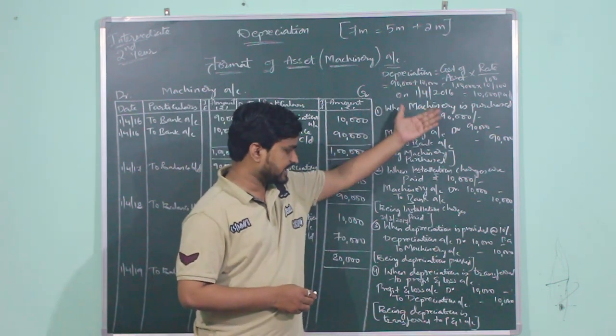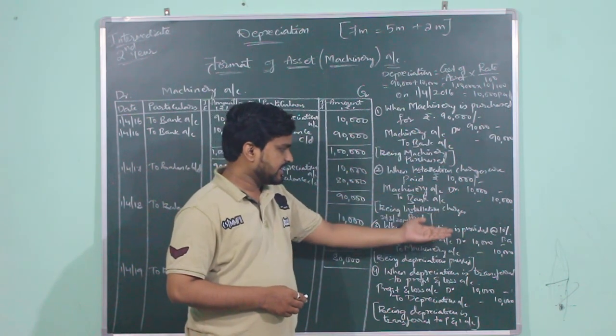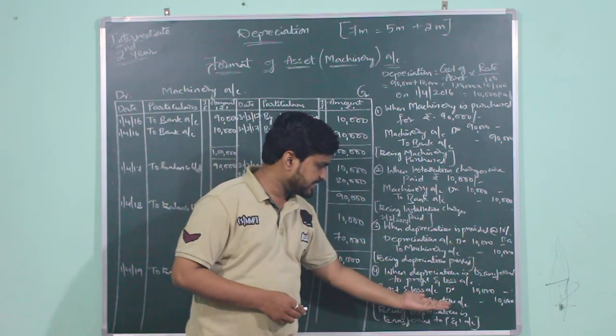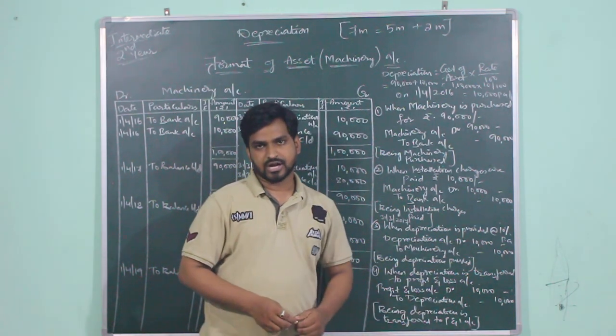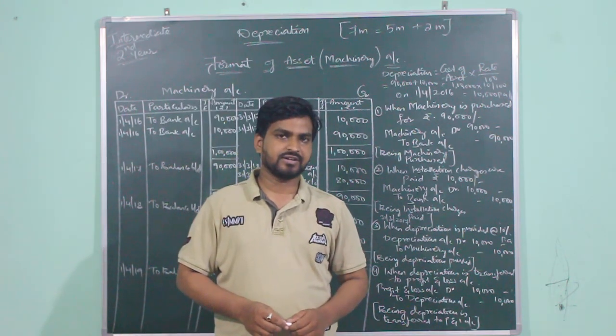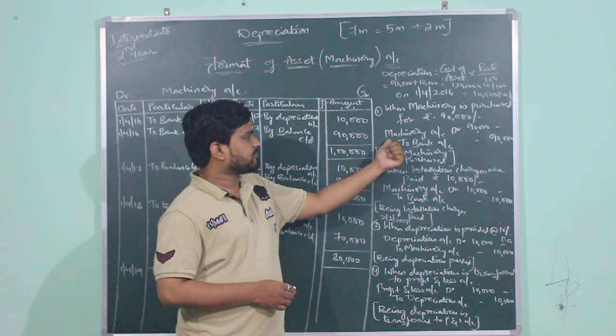So these were the journal entries for the first year: when an asset is purchased, when installation charges are paid, when depreciation is provided at the end of the year, and when depreciation is immediately transferred to profit and loss account. Coming to the second year. In the second year, again we are not going to purchase the asset, so we are not going to write the entry that we used to write for purchase of asset.